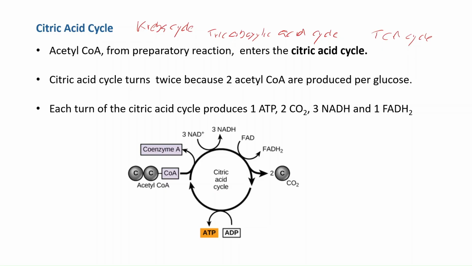So the acetyl-CoA that we had from the prep reaction, remember we had 2 of them.